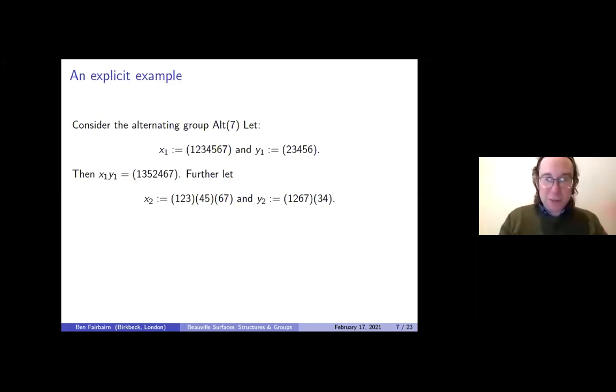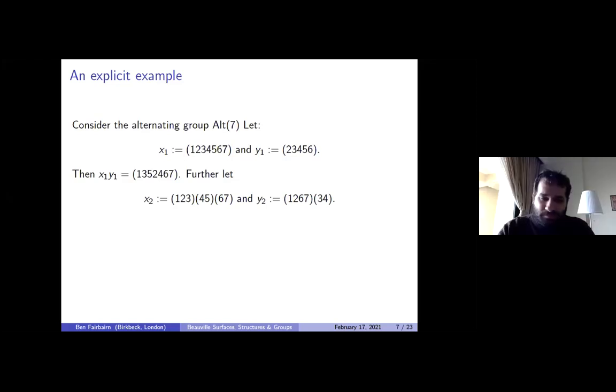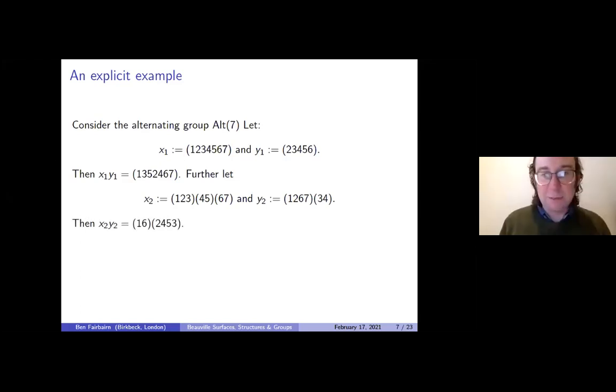So to pad this out to a full-blown Beauville structure, I want a second generating pair. Let's take X2 to be (1 2 3 4 5 6 7) and Y2 to be (1 2 6 7 3 4). Then again, you can plug it into a computer or use pen and paper, and you find that X2 Y2 is (1 6 2 4 5 3).